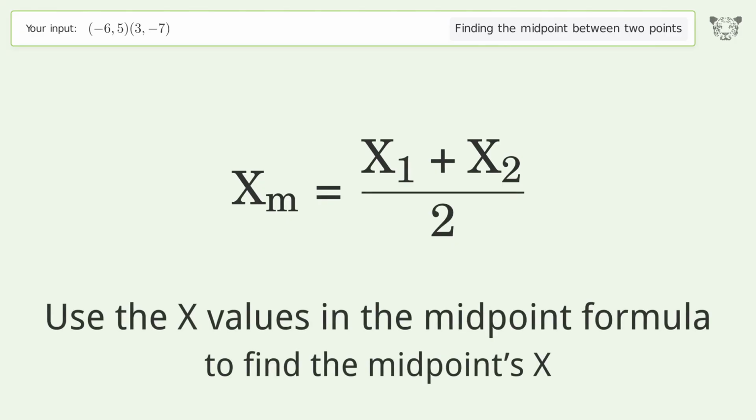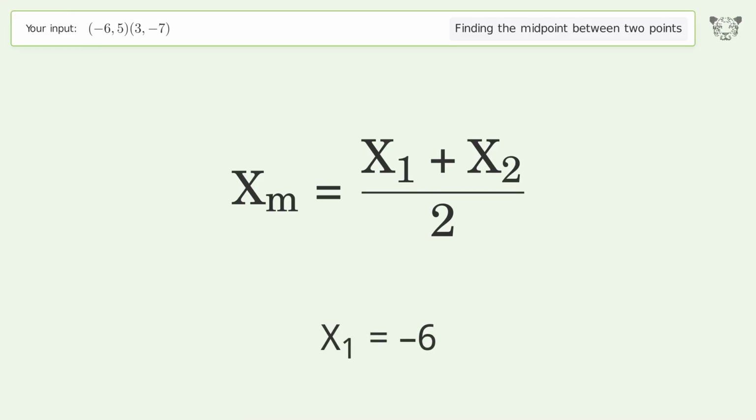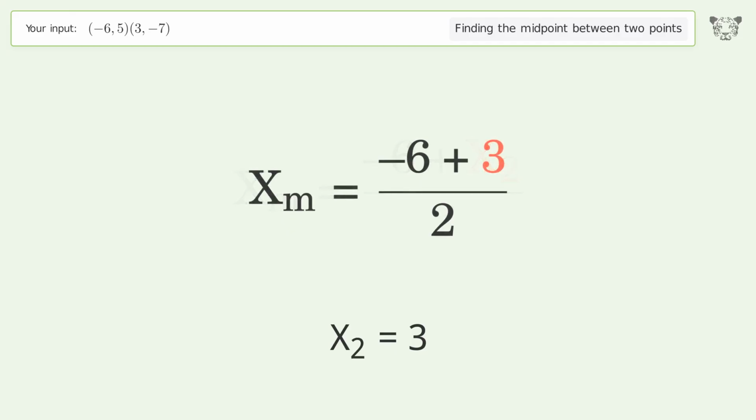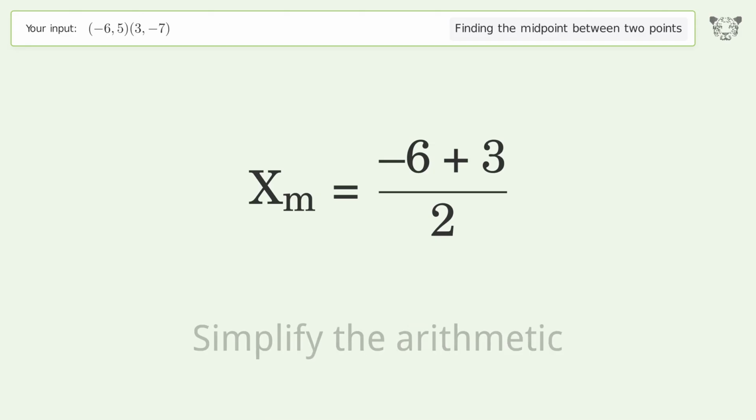Use the x values in the midpoint formula to find the midpoint's x. x1 equals -6. x2 equals 3. Simplify the arithmetic.